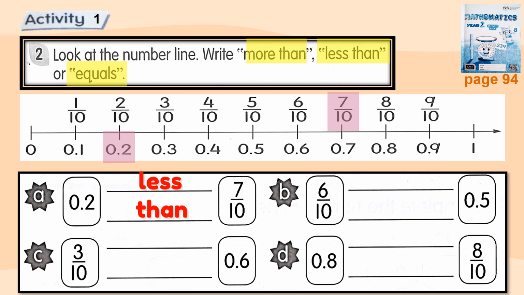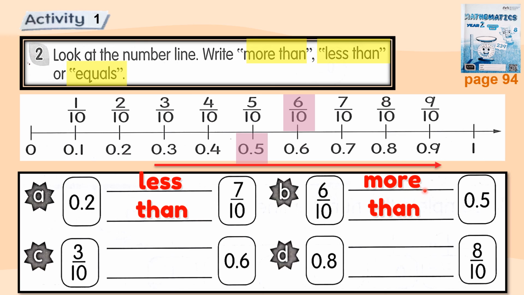Let's look at B. 6/10 and 0.5. Look at the number line. 6/10. Remember, the value gets larger as the fraction and decimals move to the right. So, 6/10 is more than 0.5. For the other question, try to do it yourself.